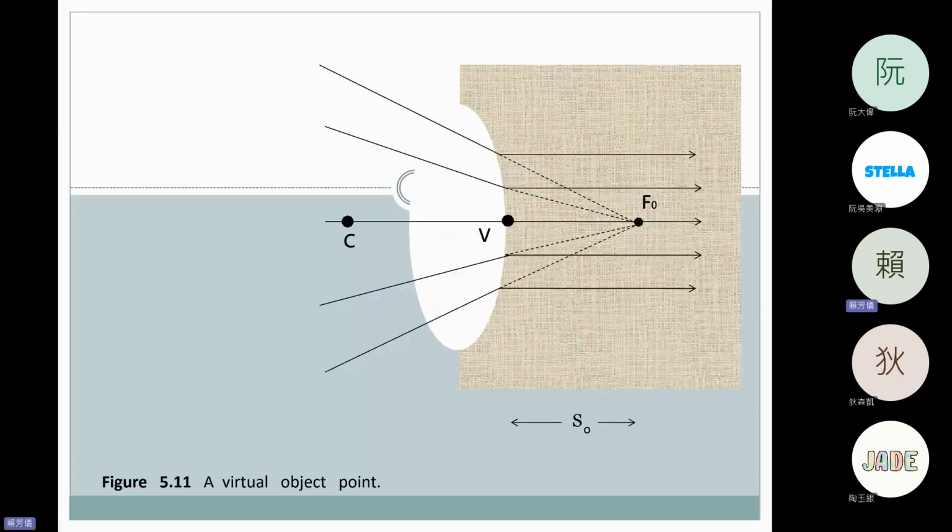And this figure shows a virtual object point. It is a little hard to imagine the virtual object point, but after we see the question, then maybe you can easily know what the virtual object is.